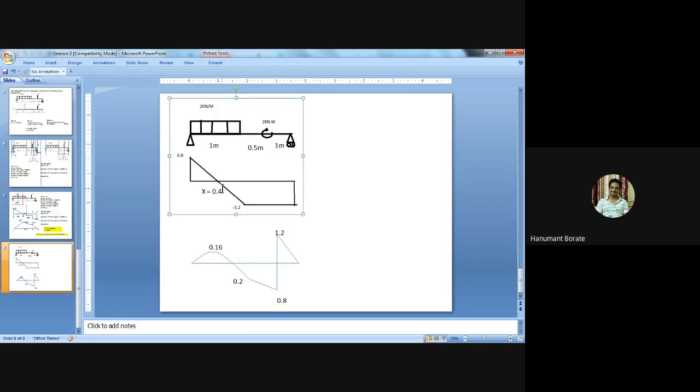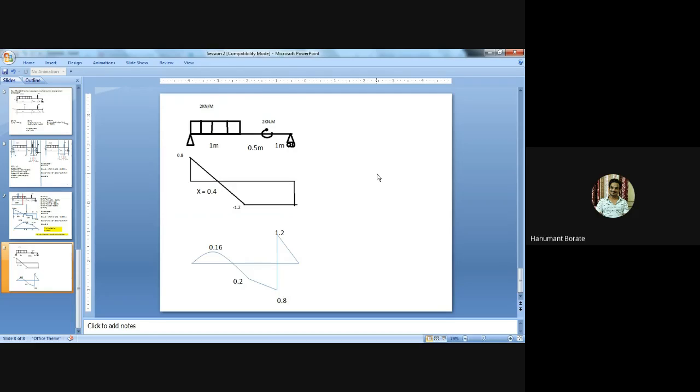Okay. At this x equal to 0.4, we get the value of maximum bending moment, that is 0.16. At the UDL end, we got the bending moment minus 0.2 kilonewton meter. At the left of the concentrated moment, we got the value 0.8 kilonewton meter, and at the right, we got the value 1.2 kilonewton meter.